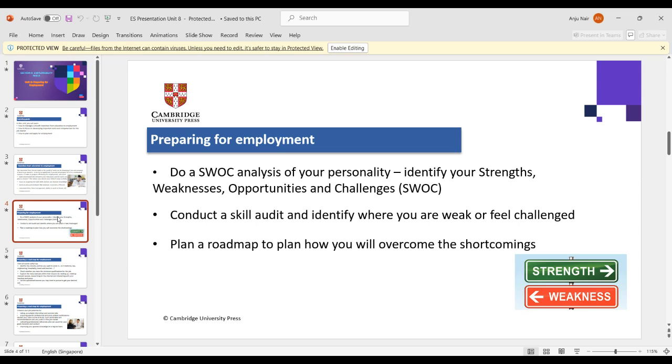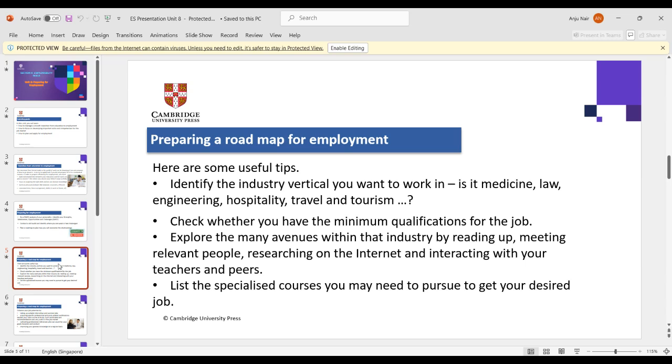What skills do I have? Conduct a skill audit and identify where you are weak or feel challenged. Plan a roadmap for how you'll be overcoming this. This is what I told you, weaknesses. How should I overcome those weaknesses so that they can be turned into positive ones, or strengths? That is the basic thing that you need to do.